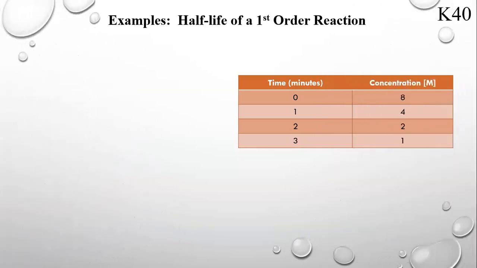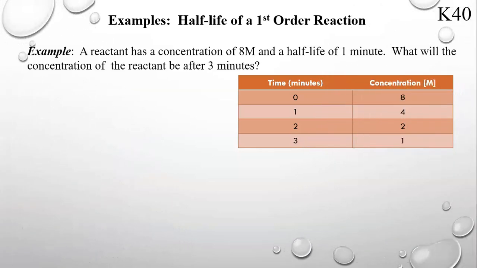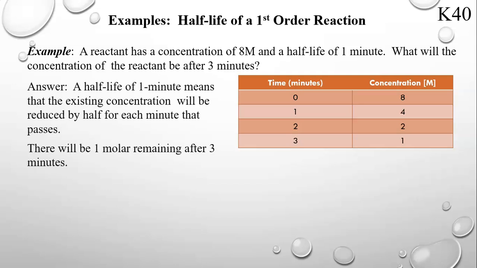Alright, so let's see an example here, similar to the one I just gave you. Example: a reactant has a concentration of 8 molar and a half-life of 1 minute. What will the concentration of the reactant be after 3 minutes? So answer: the half-life of 1 minute means that the existing concentration will be reduced by half for each minute that passes. So if you start at 0, you have a concentration of 8 molar.